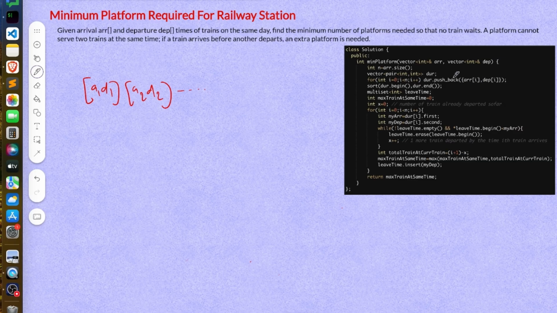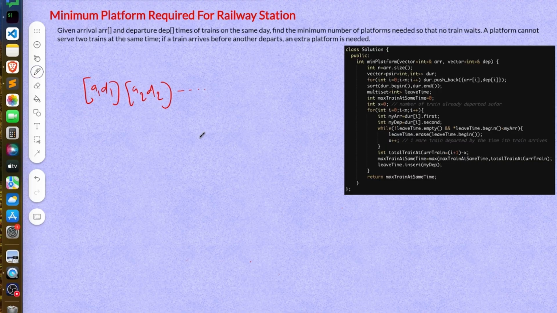I have kept a pair of arrival time and departure time of all the n trains in a vector called the duration vector. Then I sorted this, and then I have used a multiset, which I will explain shortly. Here this is my answer, the maximum trains at the same time. Since we have to find the minimum number of platforms required so that no train waits, we already know that this statement is exactly the same as finding the maximum number of trains that can be at the same time, right? So this is your answer, and at the end return this answer.